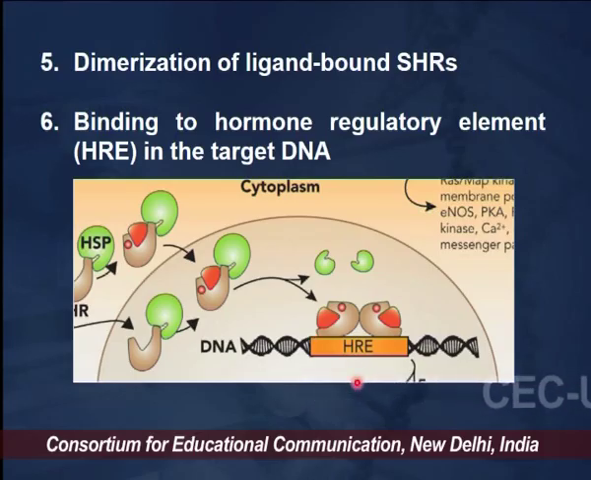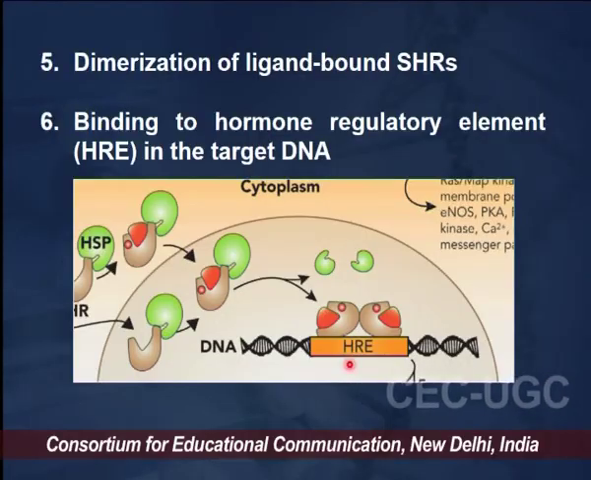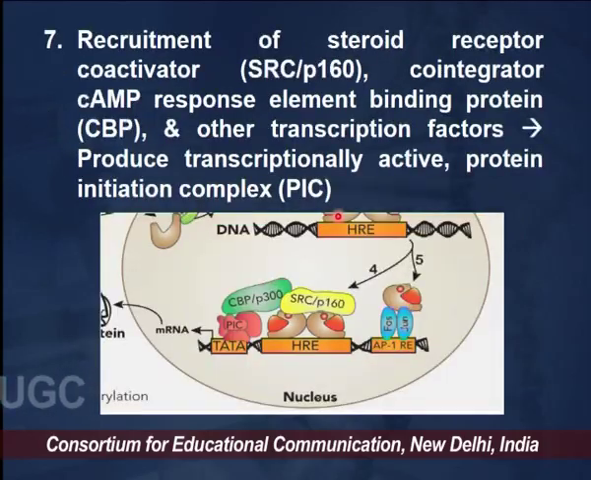I hope you remember what HRE was. HRE is the hormone response element, which is the sequence of DNA to which the steroid hormone will come and bind. So you can see how this hormone and receptor complex is getting bound to the DNA sequence, which is called the hormone response element in the target DNA. Once this binding takes place, now what will happen?